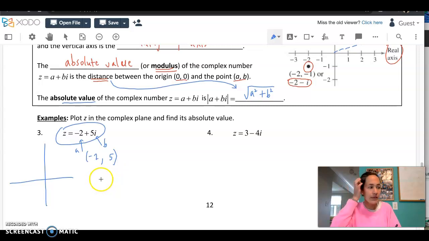I'm thinking we're going to land in quadrant 2. Let's go over to negative and up 5. 1, 2, 3, 4, 5. I'll put a dot here, and that's where the point falls. Find its absolute value. No big deal. I could just sketch out that distance.